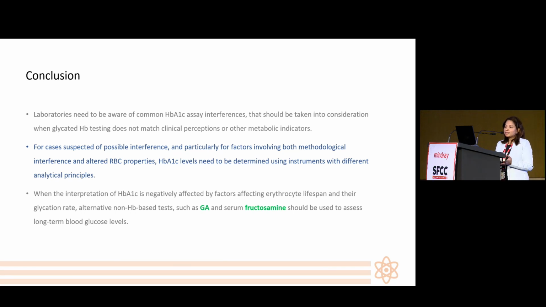Even for cases that have possible interference, particularly in the method or in which the RBC lifespan or the RBCs are being affected, the HbA1c level needs to be determined using different instruments with different analytical principles. And whenever the interpretation of HbA1c is negatively affected by erythrocyte lifespan or the glycation rate, non-Hb tests like glycated albumin and serum fructosamine should be used to assess the long-term blood glucose levels.